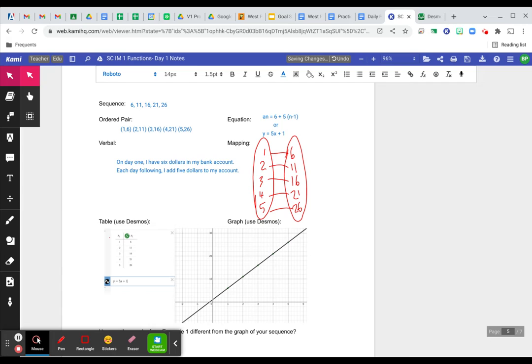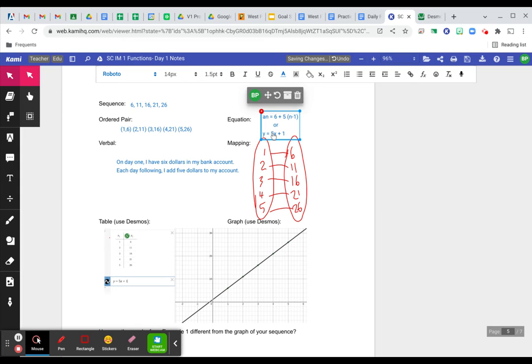My ordered pairs are as follows, because 6 is my first term, 11 is my second term, 16 is my third term, etc. Your equation here is an explicit arithmetic: a sub n is equal to the first term 6 plus the common difference 5 times n minus 1. Or this right here is in slope-intercept form.